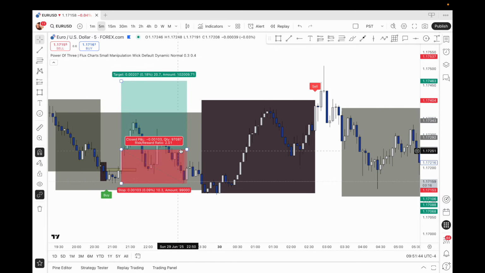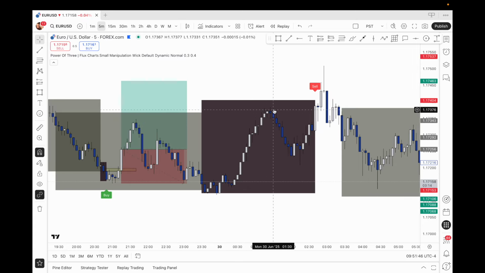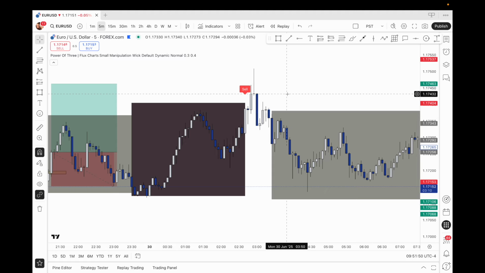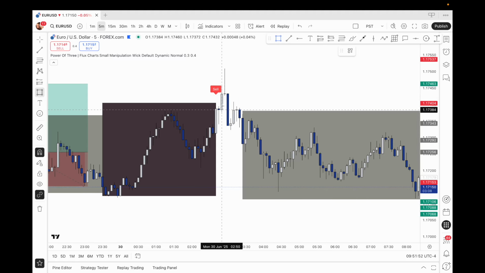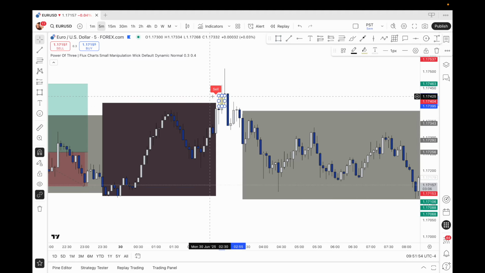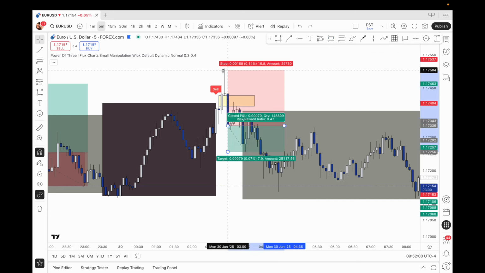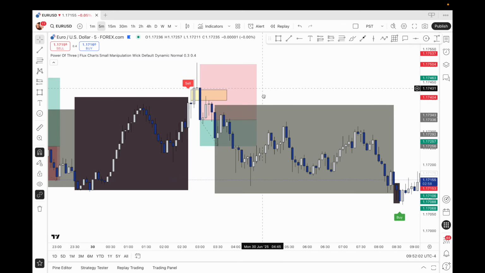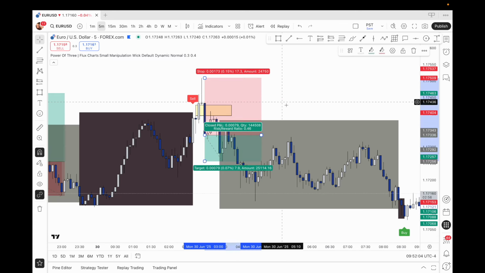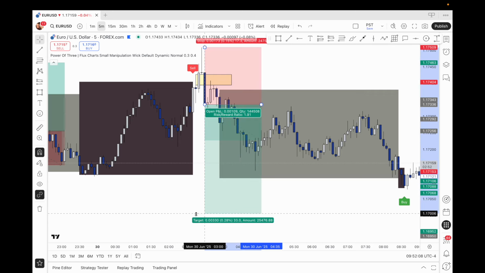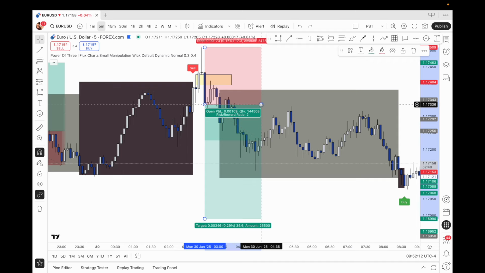Here we have accumulation, a big manipulation right over here. We have our sell signal with our inverse fair value gap. You can enter right over there, stops right there at the high, and then you can target a fixed 1 or 2 risk to reward trade. Let's see if this one played out.